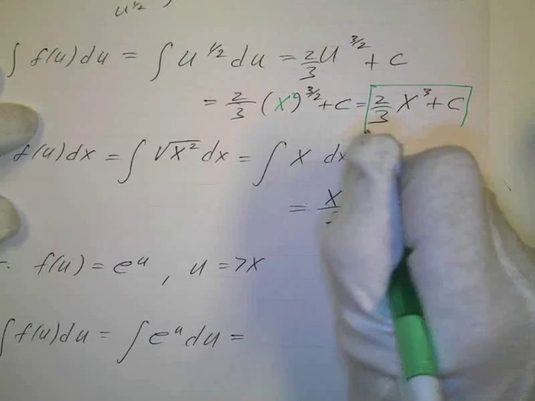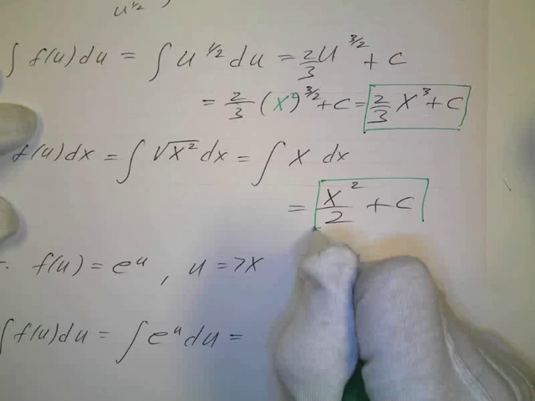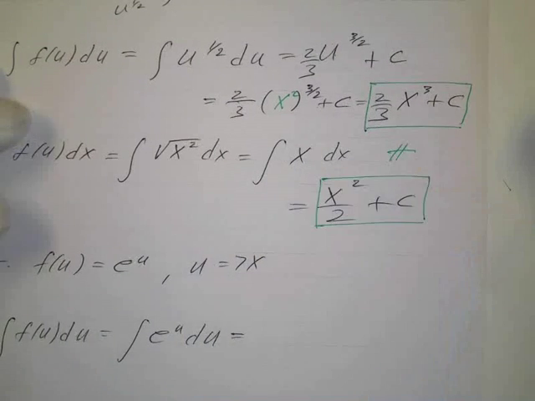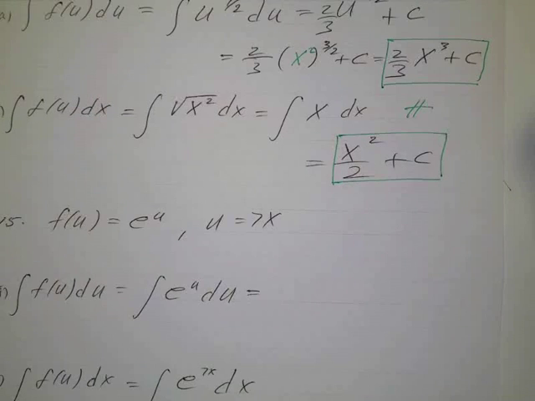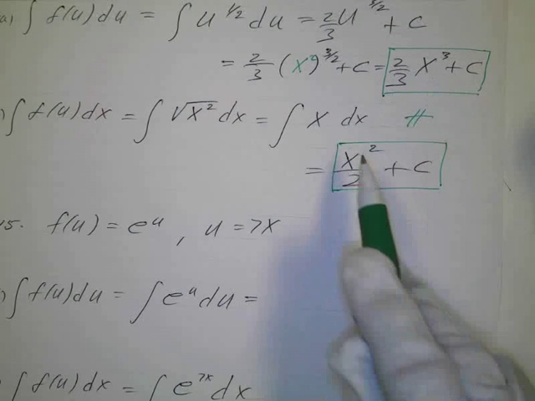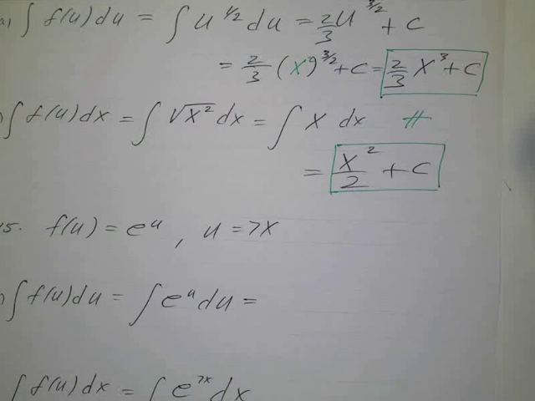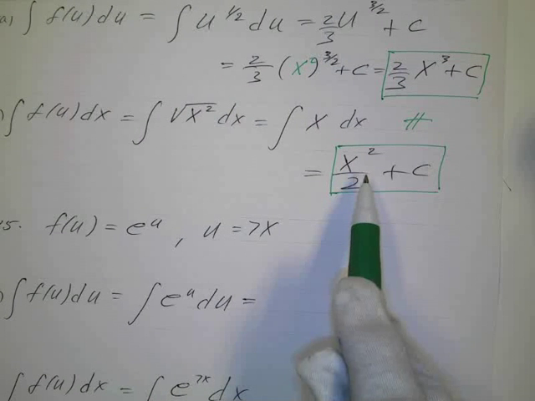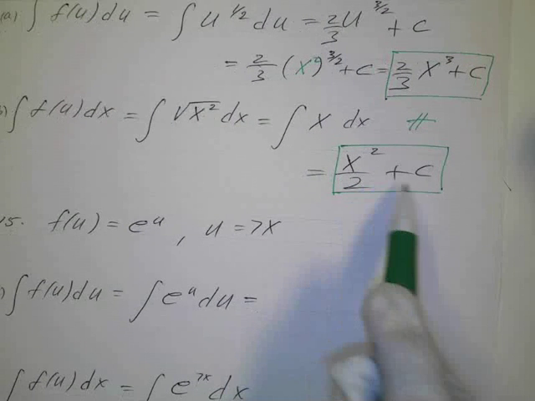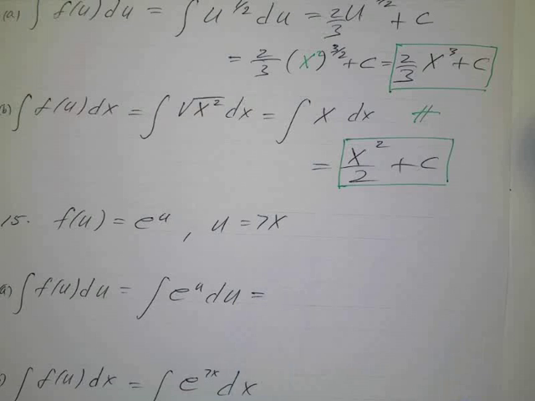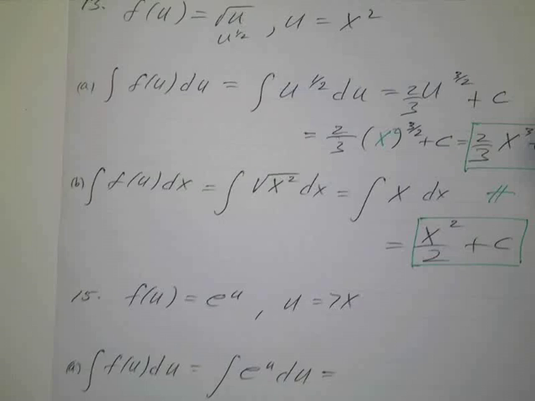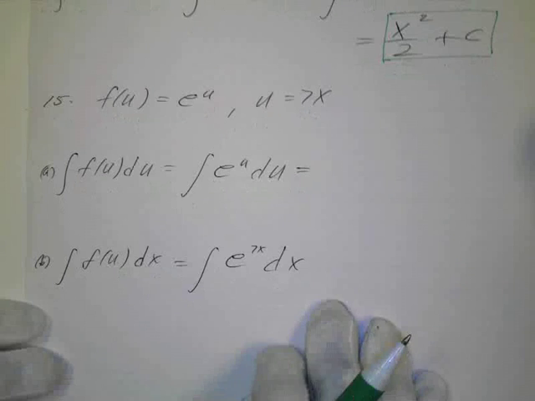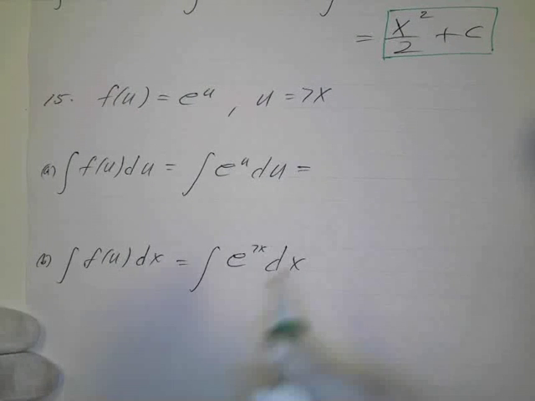And you can see that this and this are not equal. Okay? Those are not equal. 2/3 x to the 3rd plus c and x squared over 2, or 1/2 x squared, plus c, definitely not equal. Okay? So that's all they wanted you to do with number 13. Okay, and number 15.